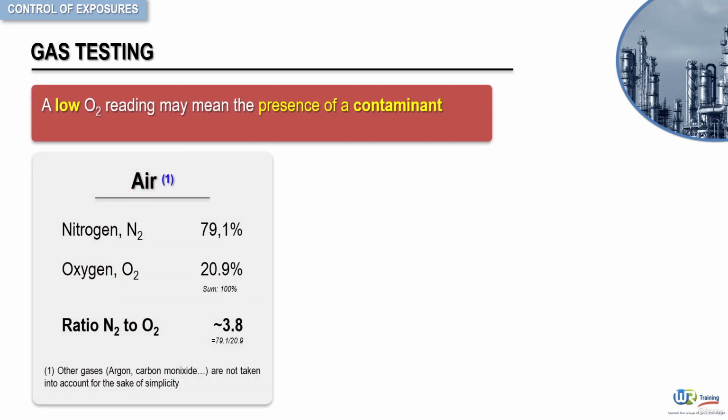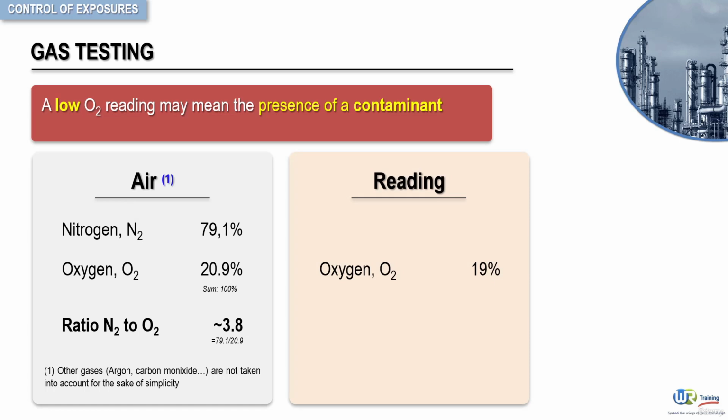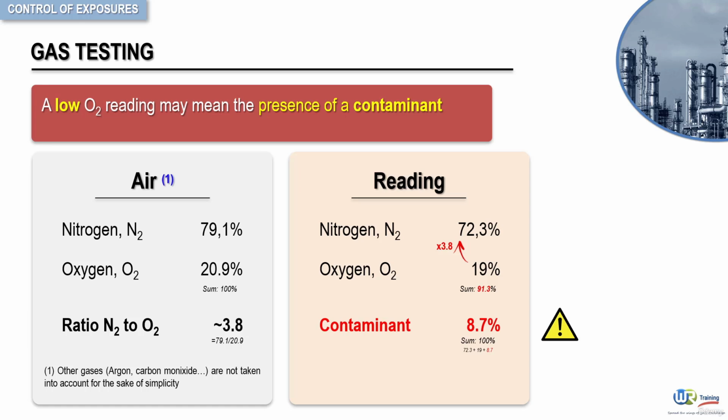Now, as seen here, air contains oxygen and nitrogen in the following proportions: 79.1% nitrogen and 20.9% oxygen. This yields a ratio of nitrogen to oxygen of 3.8. This ratio of nitrogen to oxygen in air is always 3.8. As a result, if the reading is 90% oxygen, then the atmosphere contains 8.7% of another contaminant, as explained here. If oxygen is above 20.9%, then what it means is that there is a leak from an oxygen source.